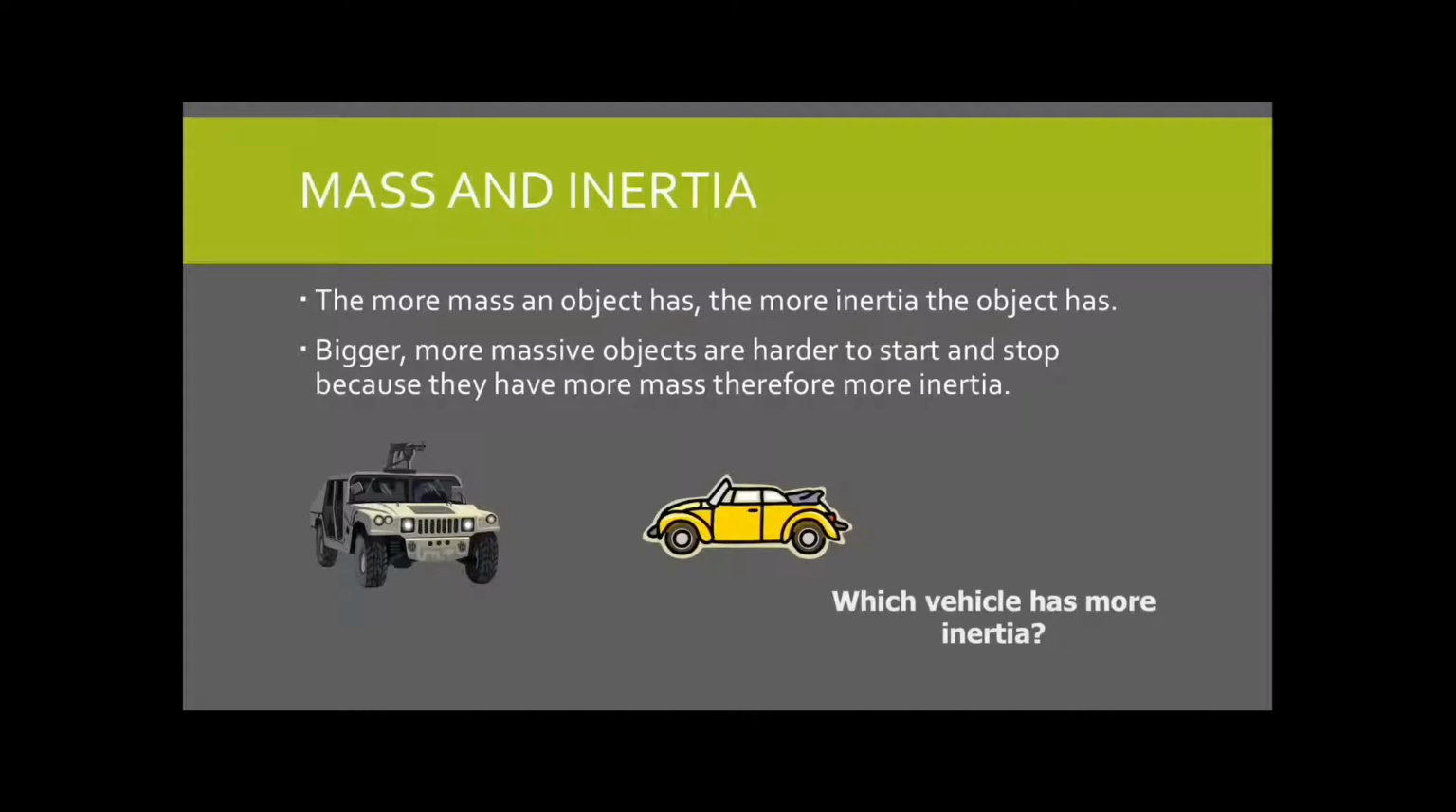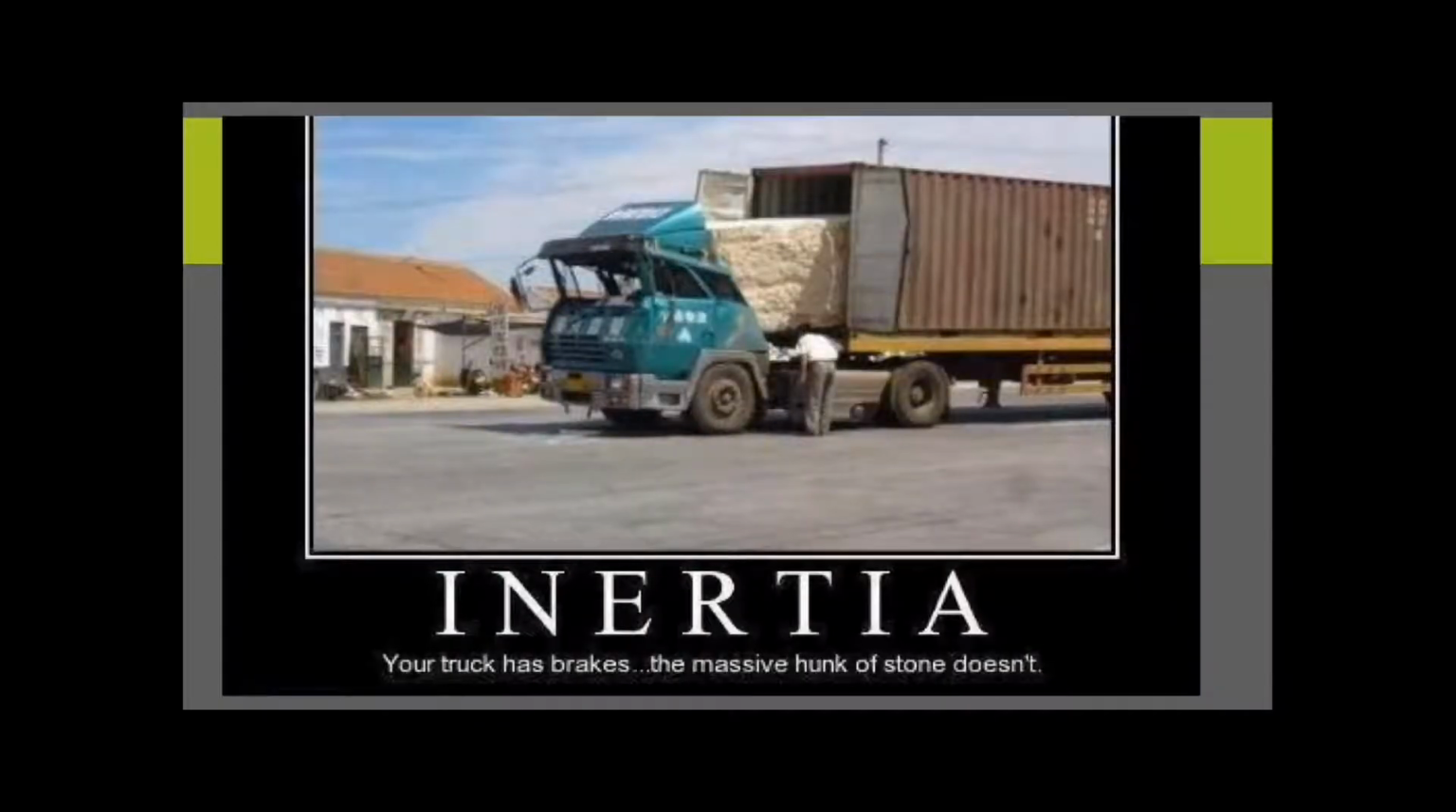So let's talk a little bit about how mass relates to inertia. The more mass an object has, the more inertia that object has. So the bigger, more massive objects have a harder time starting and stopping because they have more mass and therefore more inertia. So going back to this, that stone probably weighs more than that truck. So it had a harder time stopping quickly than the truck did, which caused it to continue to move through the trailer into the cab.